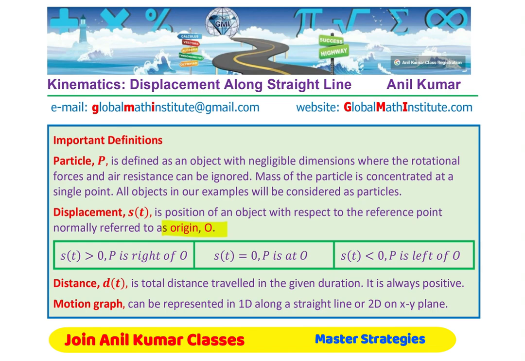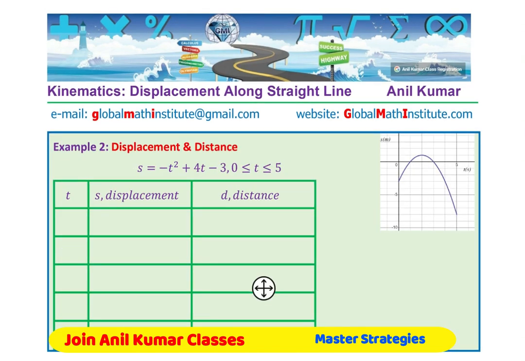Now let's begin answering the questions. The very first one was to graph the displacement and time, rather get the values. So we are given the equation s equals minus t squared plus 4t minus 3, and t is between 0 and 5. You have to figure out what are the key points. This was what are the key points.